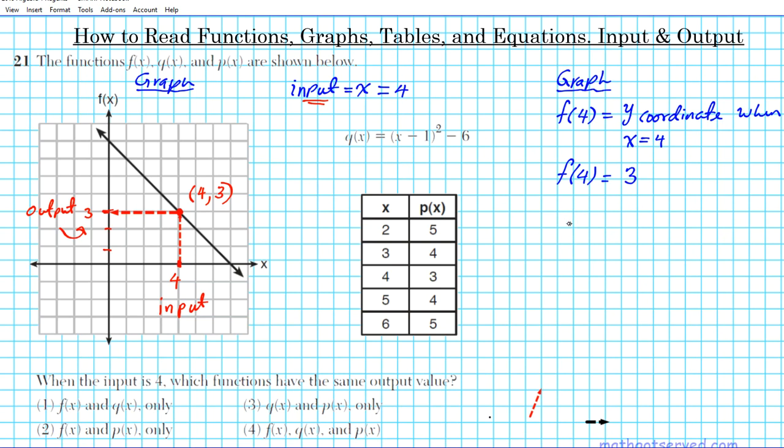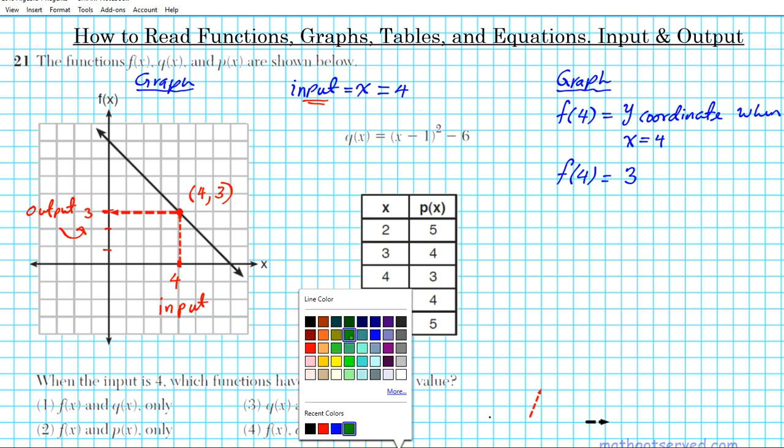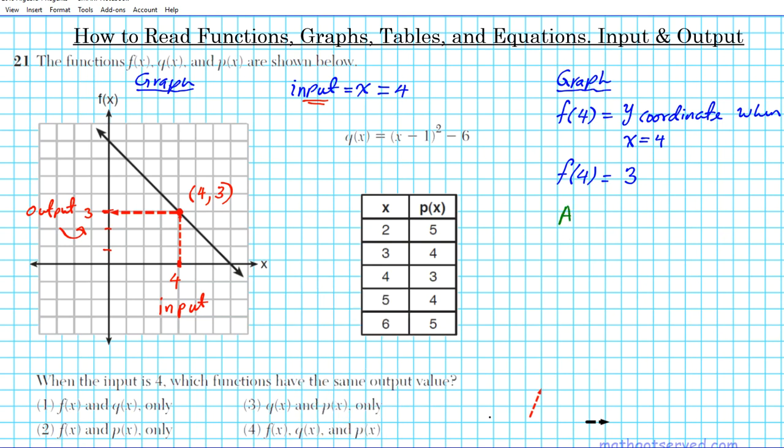Alright, now let's move on to the other representation. Let's deal with the algebraic. So we have the algebraic representation.